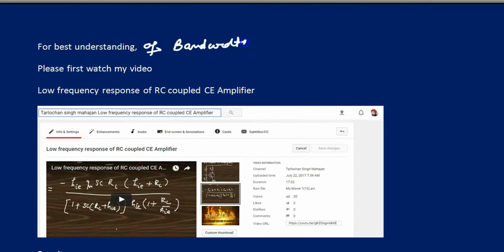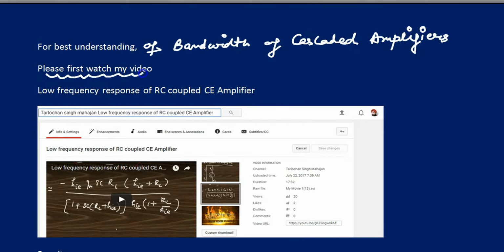We are going to discuss here the bandwidth of cascade amplifiers. Cascade means one amplifier connected to a second and so on. Firstly, we have to go through these videos for best understanding.